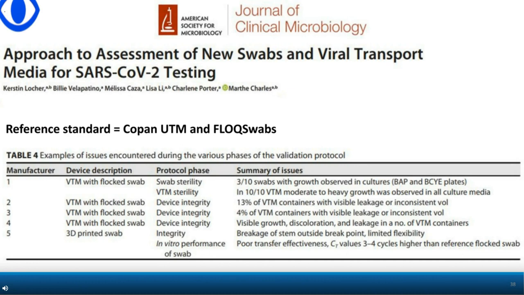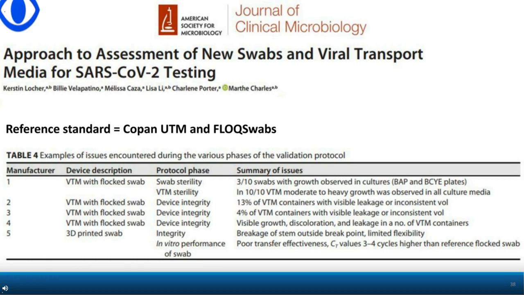They did use as their gold standard the FDA registered Copan VTM or universal transport media and a Copan flocked swab as their comparator. And you can see here, this is table 4 from that published article that gives examples of the issues that were found with these unregistered products.